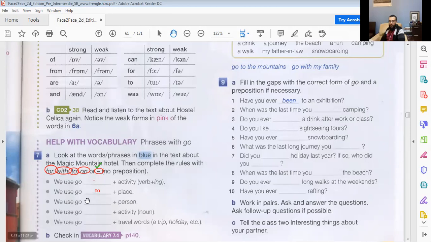Go with. And if you remember the example in the article, it says, I went with an excellent guide, right? Okay, so we used to and we used with. So we have for and on. If we want to talk about an activity or a noun, what do we use? What do you think, Zen?